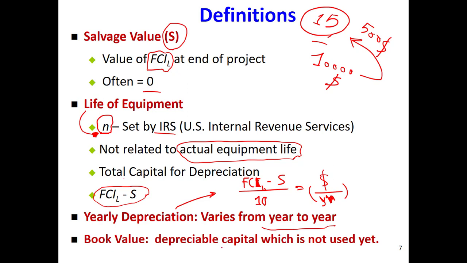Book value is the depreciable capital which is not used yet. Book value is kind of the asset that you have. I will explain this a little bit more later in this slide. It is the money that you have that is not yet depreciated. Let's say you have some raw material that you have not yet used, or some new equipment, new cars that you have not yet used. That's the money that you put in. You bought them, but you have not yet used them, so they still have their value. But it's not yet depreciated because they are new. You haven't used them.